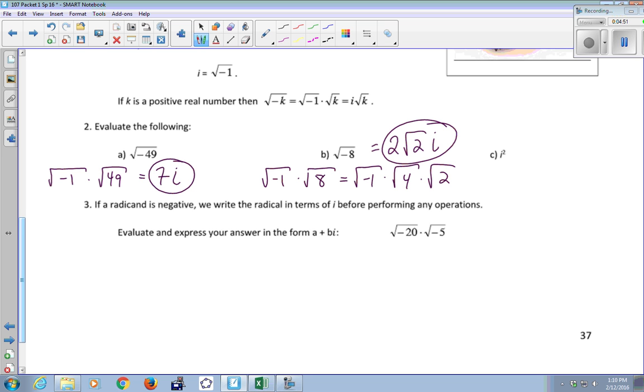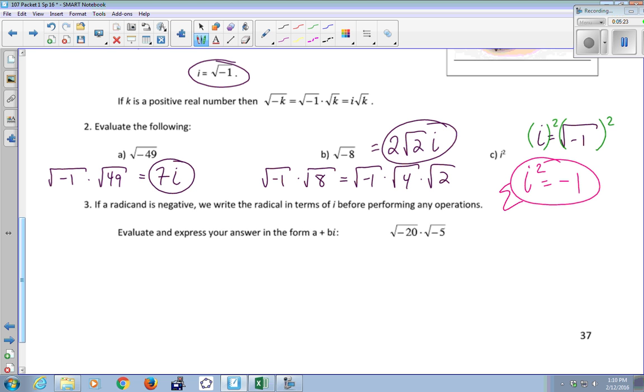All right, i squared. So let's look at the equation i equals the square root of negative 1. That's the definition of the number i. What happens if I square both sides of this equation? On the left, I get i squared. What happens when you square a square root? They undo each other, right? So all I'm left with is what's under the radical, which is negative 1. So i squared is negative 1, and this is super important. We're going to use that little fact a lot. i squared equals negative 1.